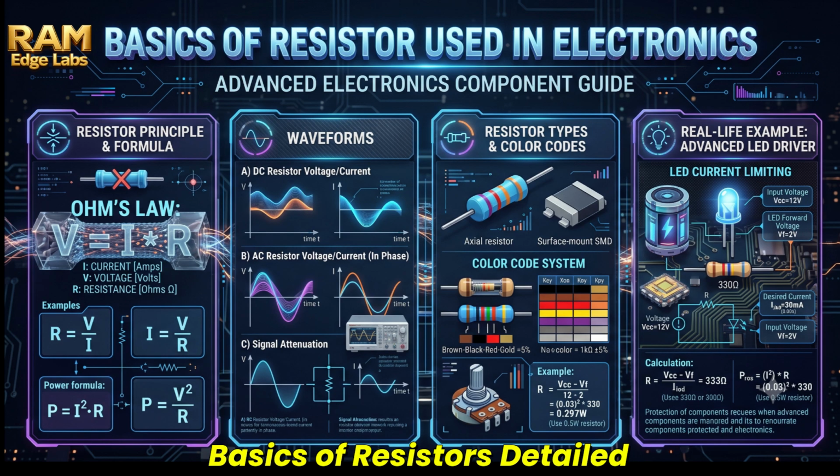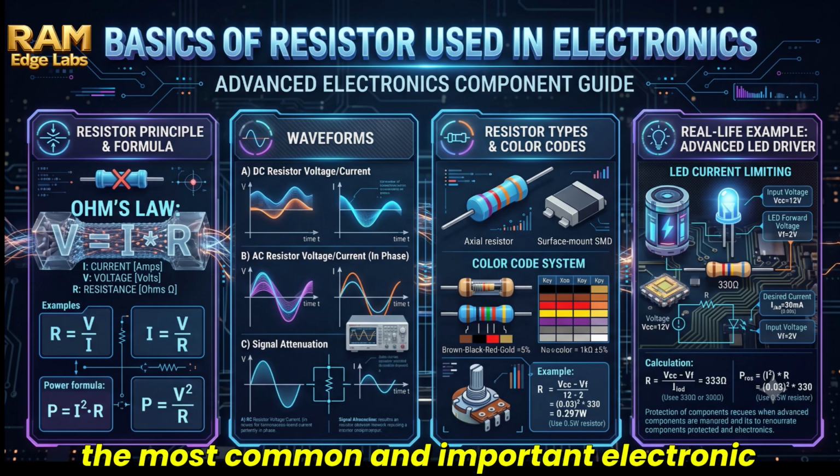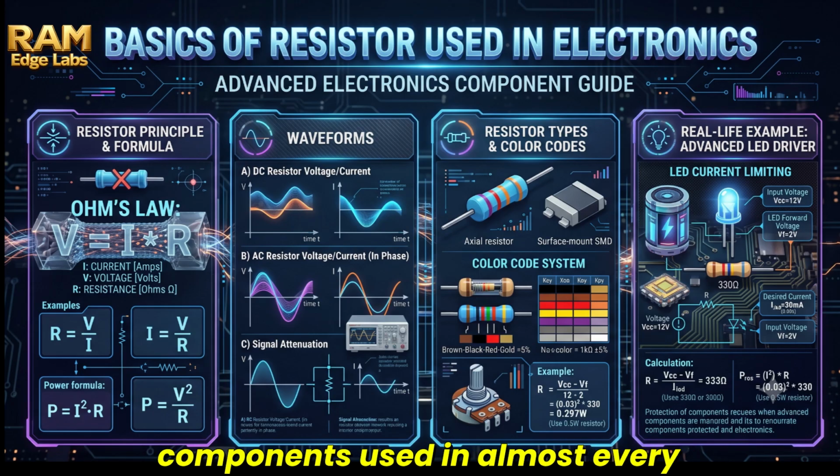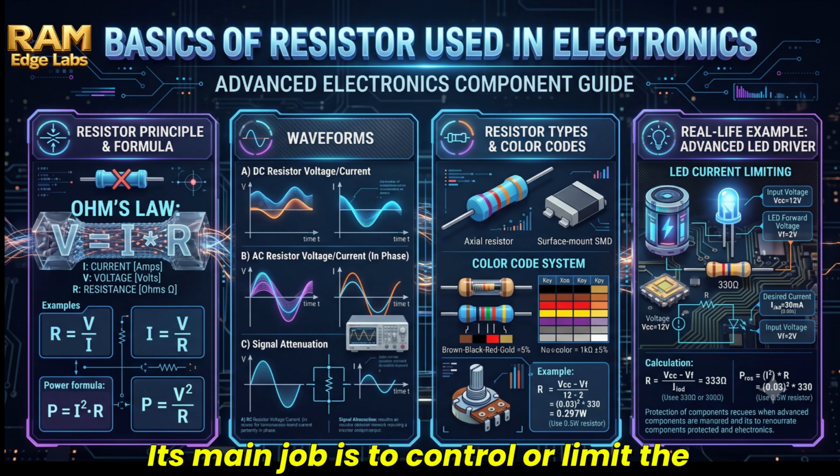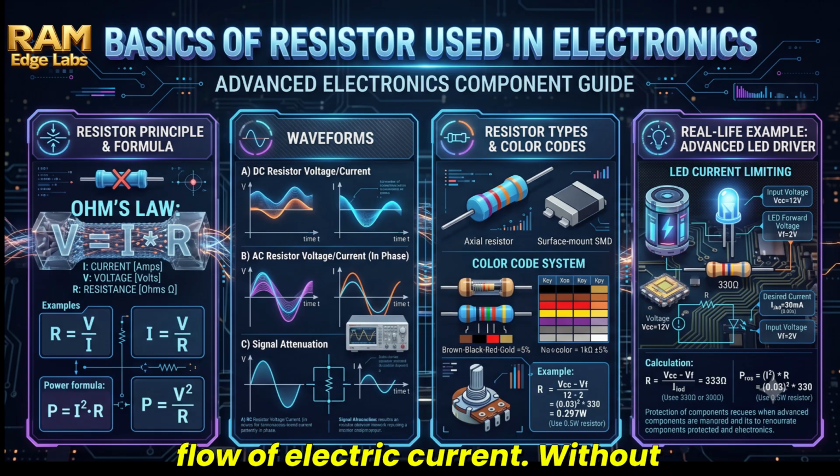Basics of resistors, detailed description. A resistor is one of the most common and important electronic components used in almost every electrical and electronic circuit. Its main job is to control or limit the flow of electric current.